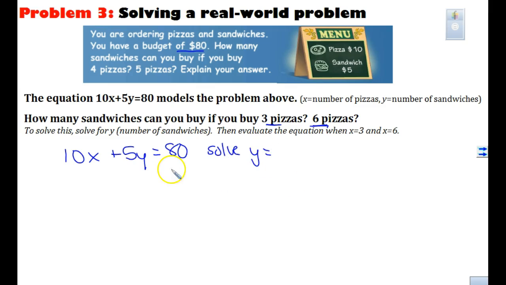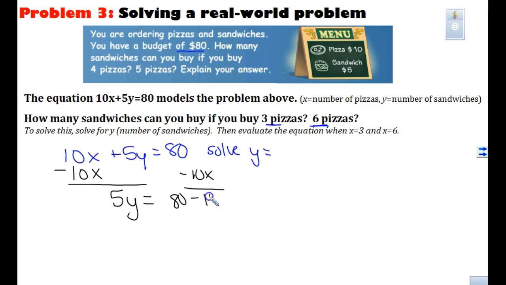Daisy, what would you do first to solve for y? We're going to subtract 10x on both sides of the equal sign. And when I do that, Robin, I'm going to have 5y equals... Do it with us, right? 5y equals 80 minus 10x. Nice.